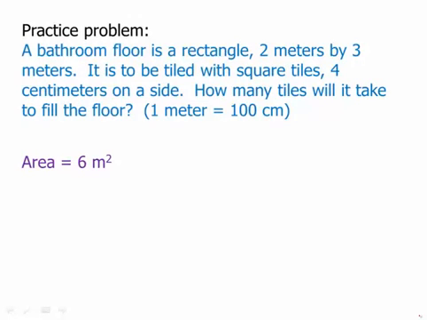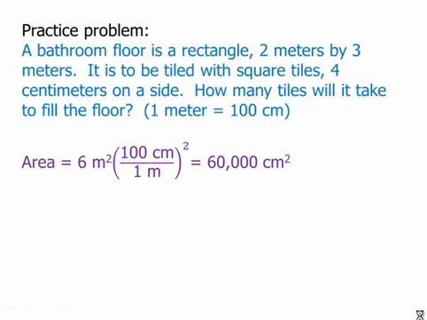Now let's change that to square centimeters. So we multiply that by 100 centimeters over 1 meter, squared. 100 squared is 10,000. 6 times 10,000 is 60,000. So 60,000 square centimeters, that's the area of the whole floor.